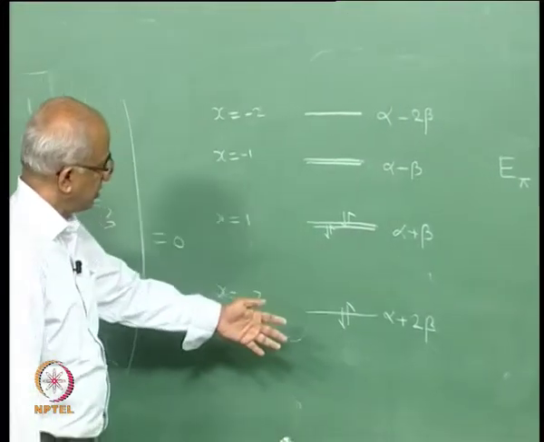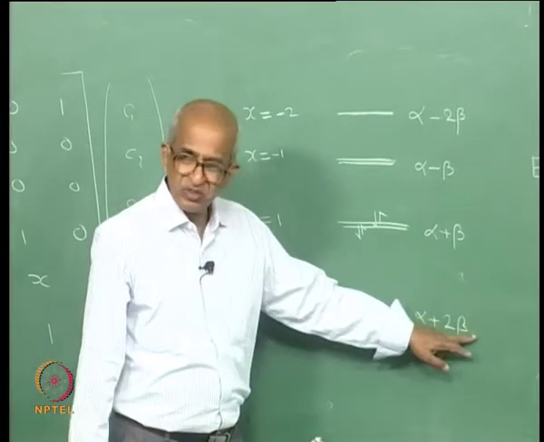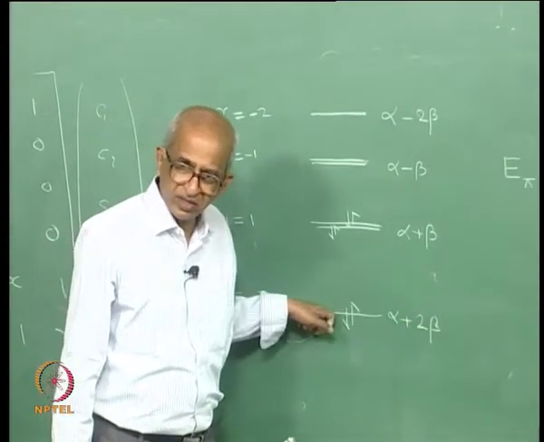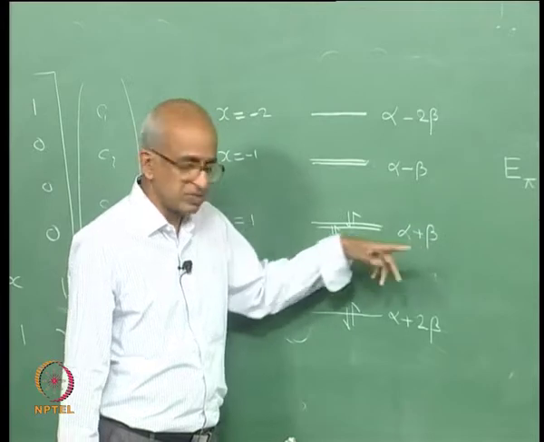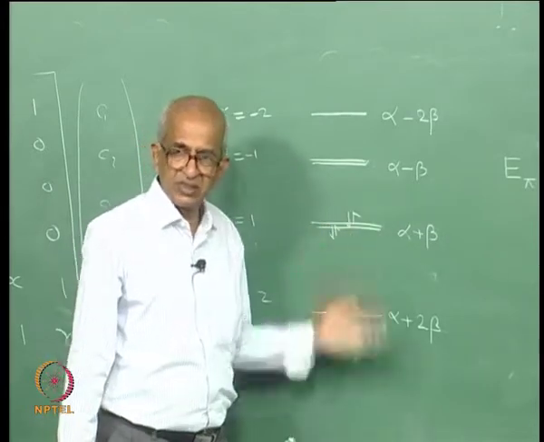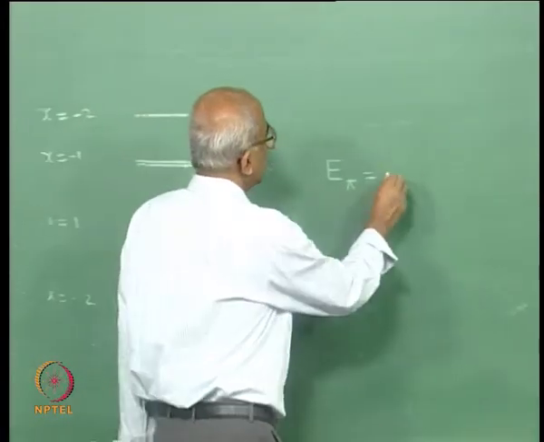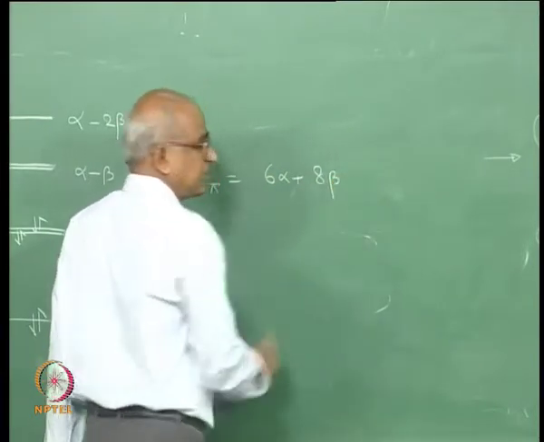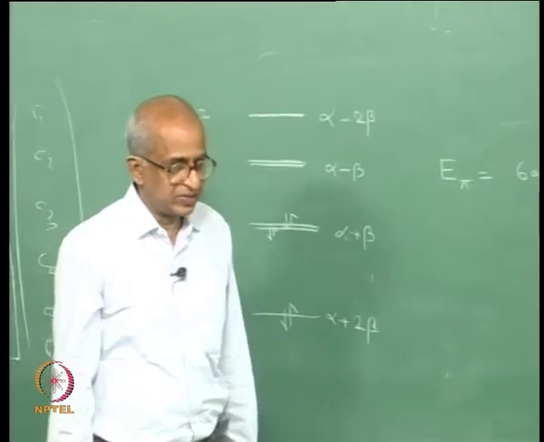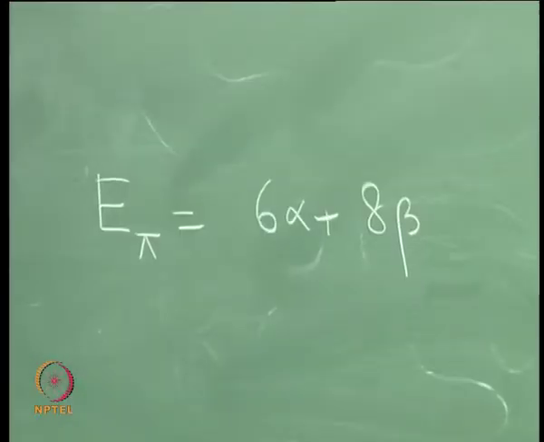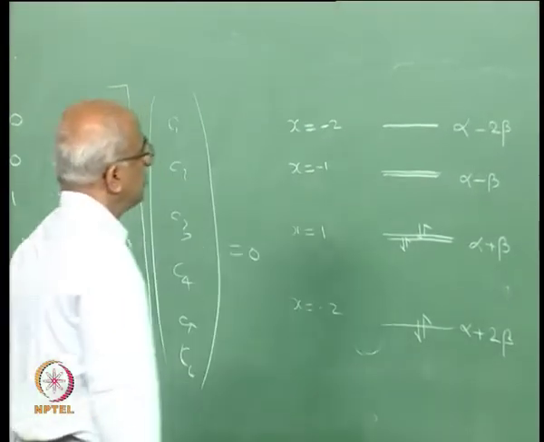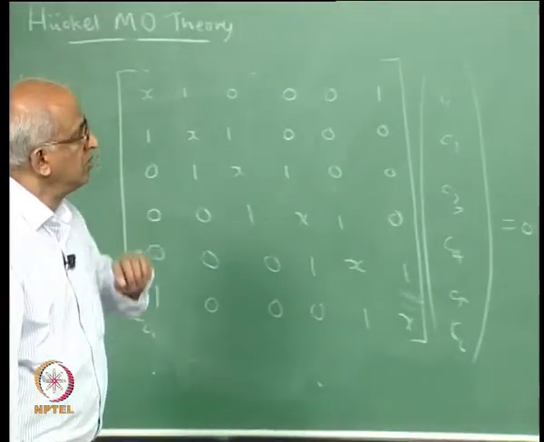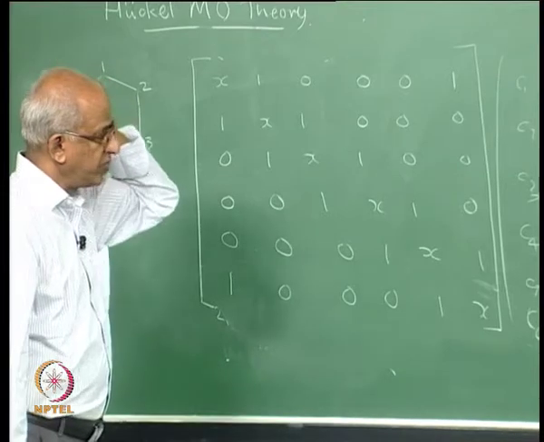So, if you looked at this, you can calculate the pi electron energy of benzene. What is the pi electron energy? You multiply this by 2, because there are 2 electrons here. You multiply alpha plus beta by 4 and then add. If you did that, you are going to get 6 alpha plus 8 beta as the pi electron energy of benzene.